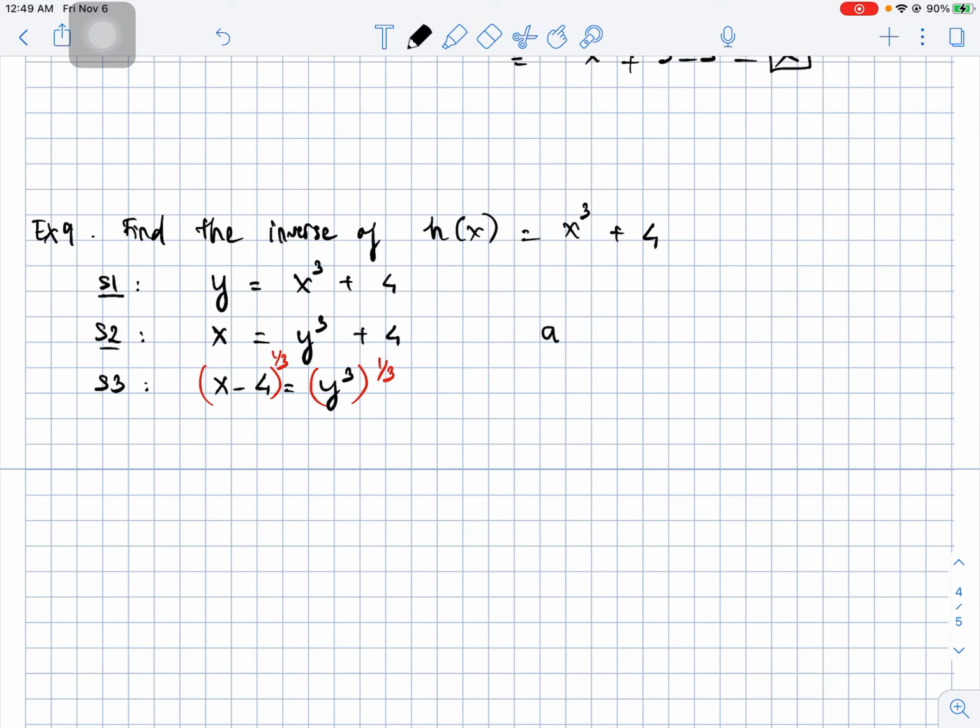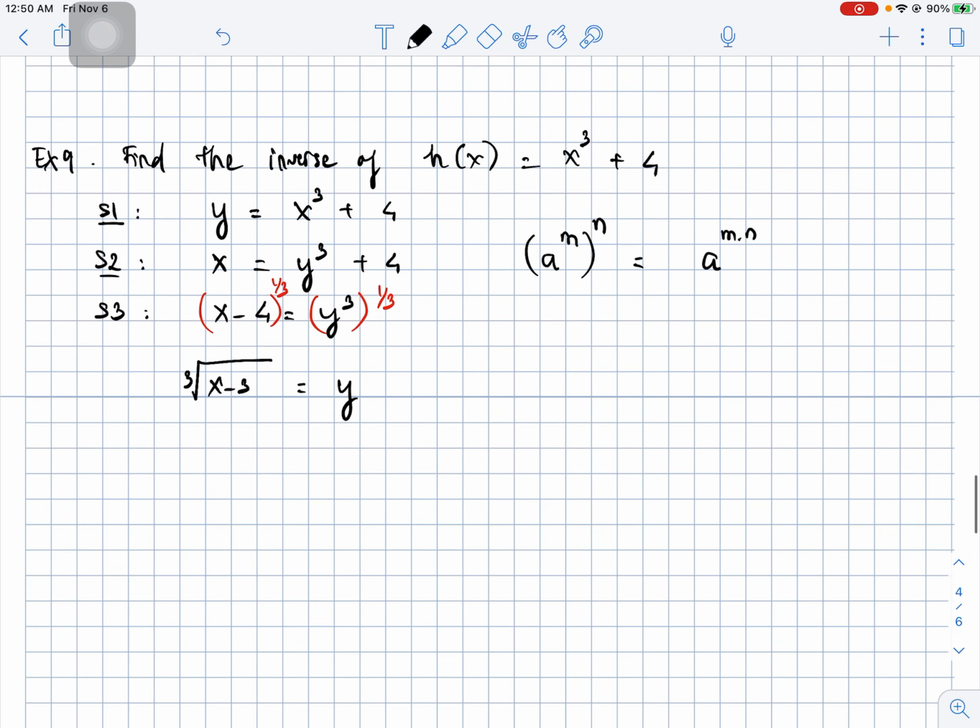So you recall that if you have a to the m and to the n, then we multiply the exponent together. So to get rid of the 3, we need to multiply 1/3. So we have y only, y by itself. And it's equal to the cube root of x minus 4. And we write the answer in the function notation in step number 4. So f inverse, in this case is not f, but that is h, right? H inverse of x equal cube root of x minus 4.